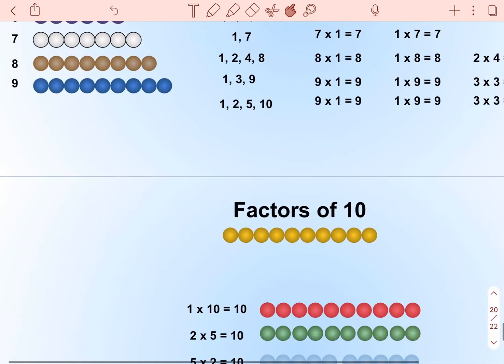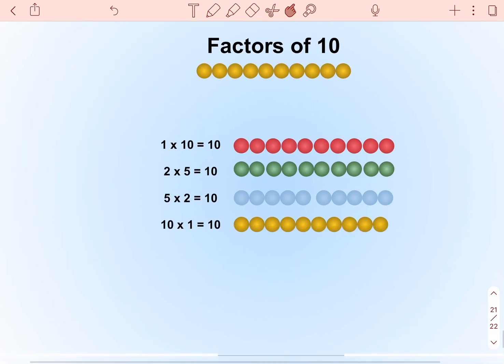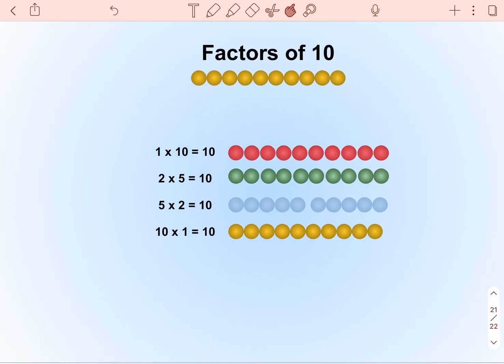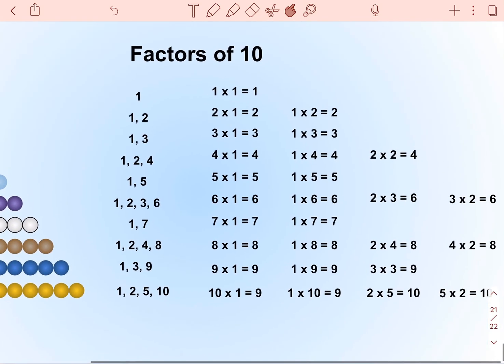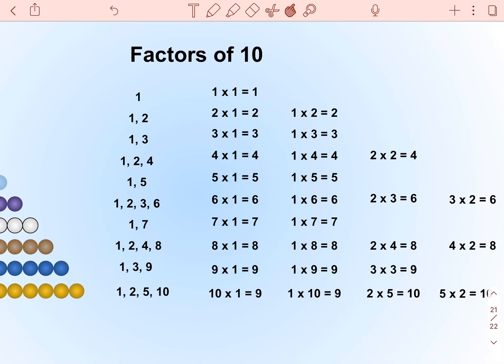And lastly, the factors of 10. You can make it with 1s, that would be 10 1s, or with 2s, that would be 5 2s. With 5s, just 2 5s, or with 1 10. And there's a chance to record that as well. 1, 2, 5, and 10 are all factors of 10.